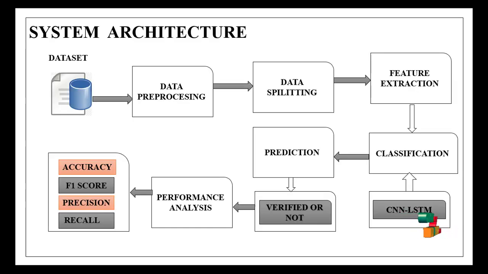This is the system architecture. Overall explanation of our project. First one is the dataset, pre-processing, data splitting, extract the features, in classification apply the CNN-LSTM, and prediction whether it is verified or not, and performance analysis: accuracy, F1 score, precision and recall.